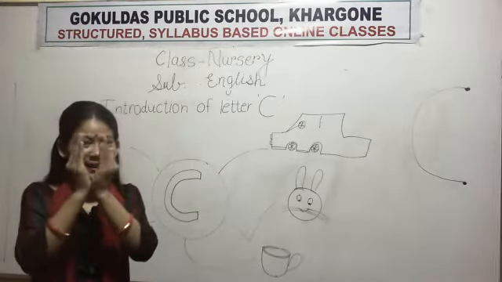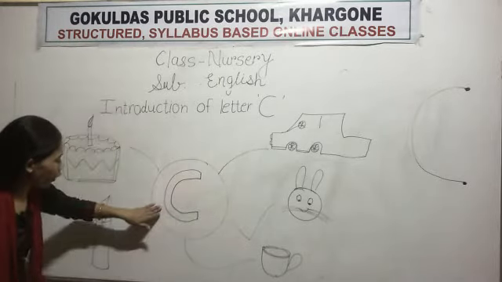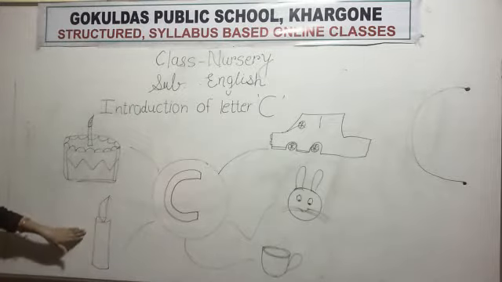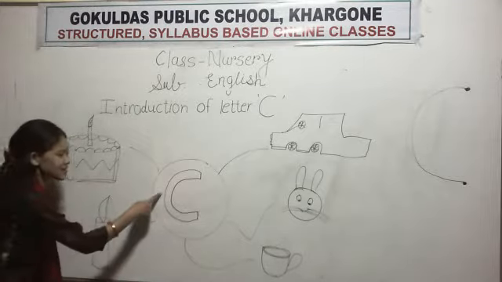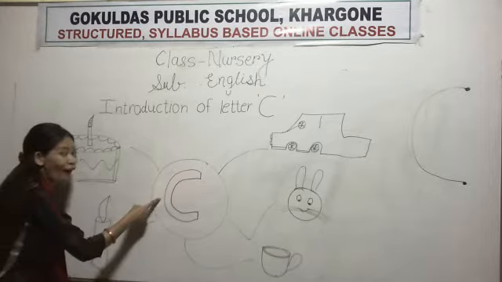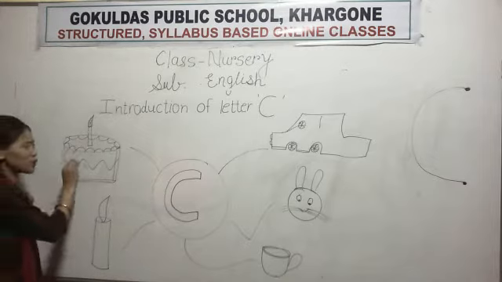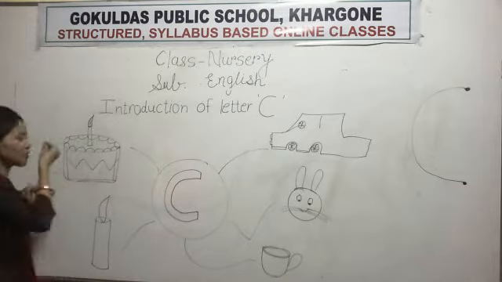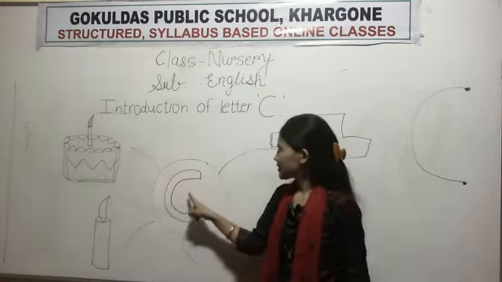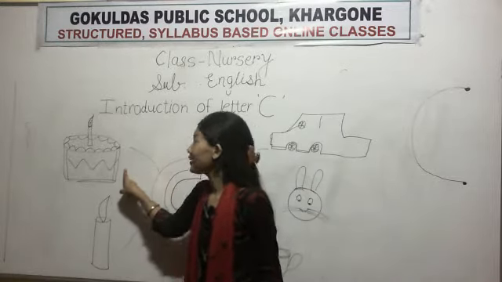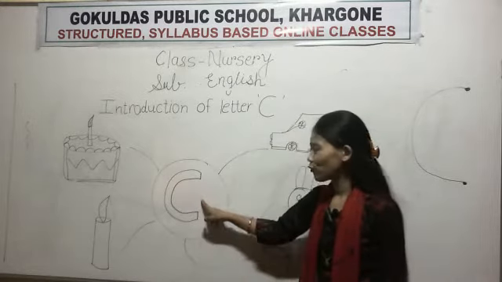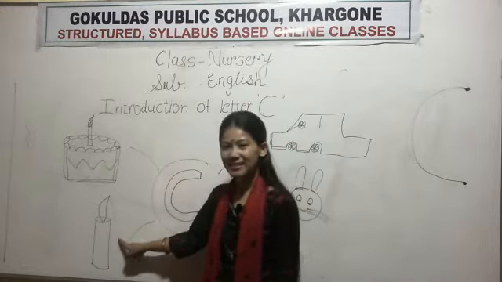Candle. You know, a candle gives light. C for candle. Okay, C for cake. Yummy cake. C for cake. You want to eat? Okay. Eat the cake. See, I will also eat. C for cake. And C for candle.